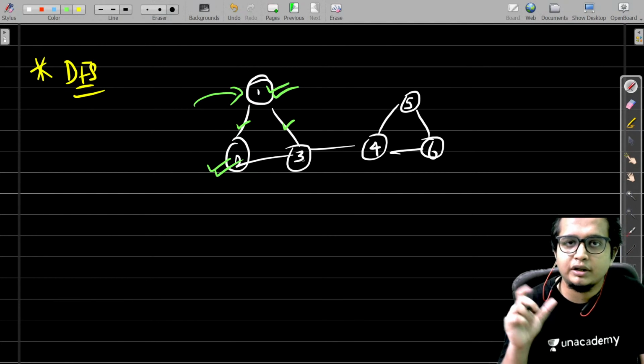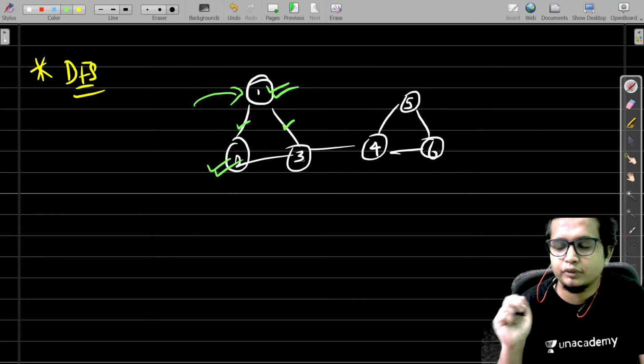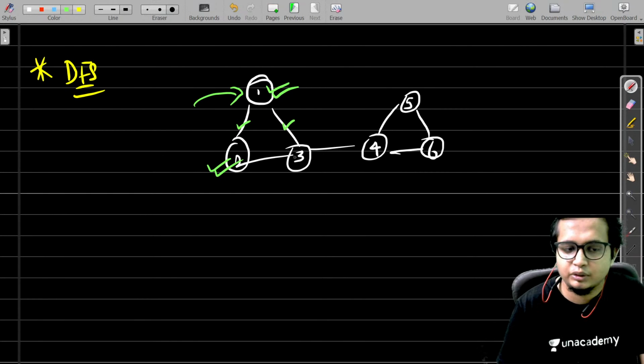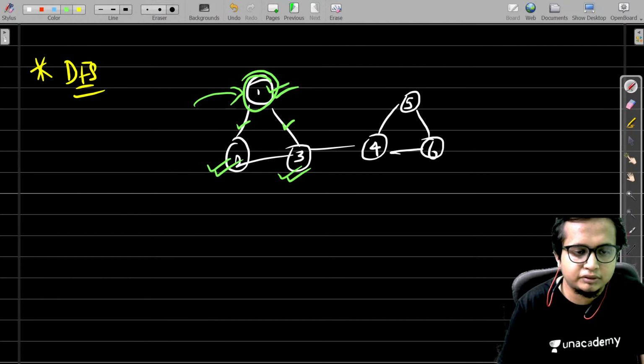Okay, but we have already gone to the first node, so there is no use of going to the first node, so we go to the third node. Okay, so suppose now I come over here. Till now I have traversed the first node, the second node, and the third node.